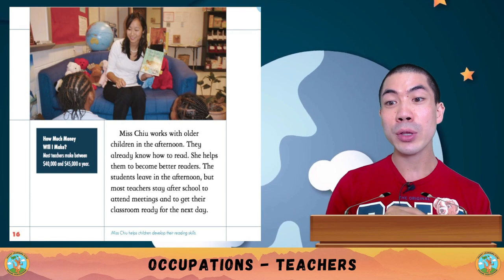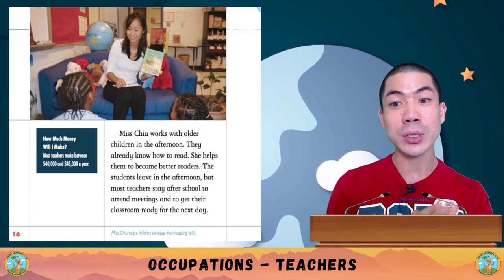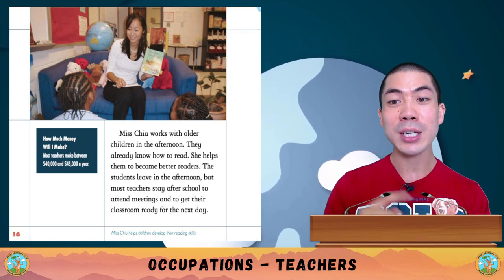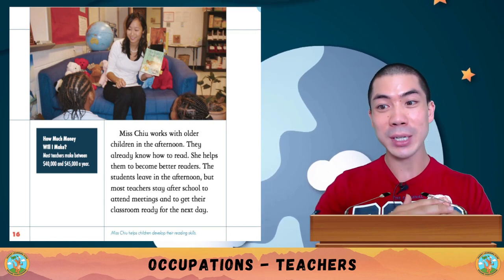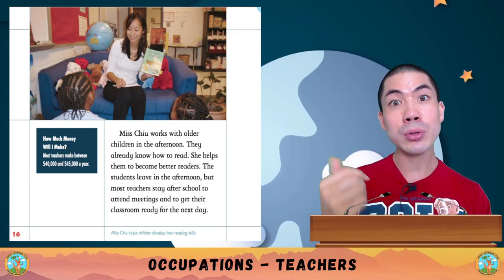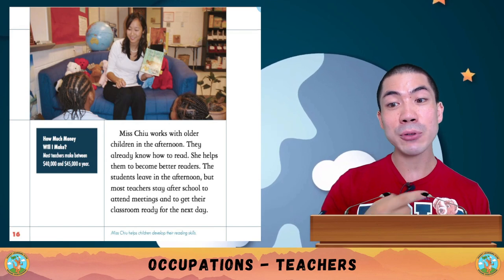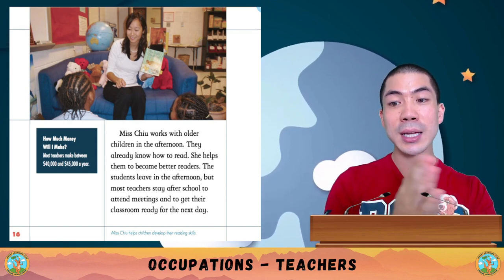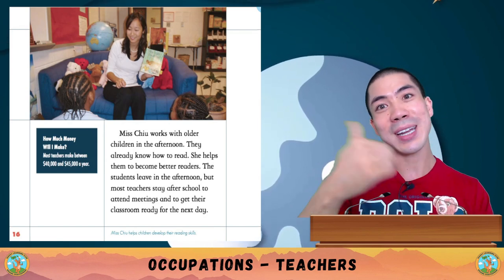Miss Tree works with older children in the afternoon. They already know how to read. She helps them to become better readers. The students leave in the afternoon, but most teachers stay after school to attend meetings and to get their classrooms ready for the next day.